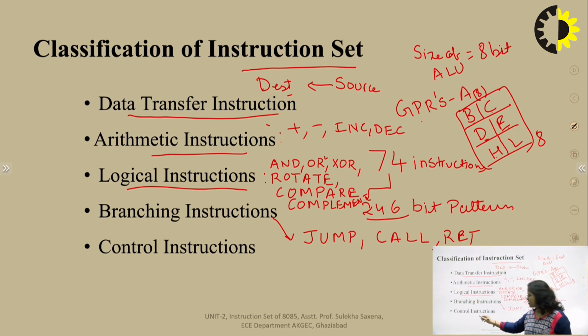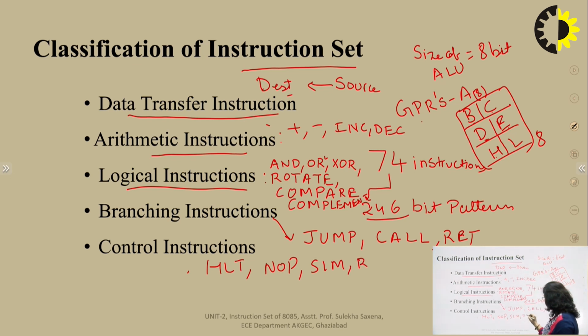Now, various control, that is machine control instructions, are used to change the working or to instruct the microprocessor regarding the next set of work, like halt shows the end of the program, no operation will only delay the program, and RIM, SIM, EI, DI are used for hardware interrupt masking or unmasking, and so on. There are certain instructions which are used to instruct 8085 regarding certain work. So this is the full instruction set of 8085.